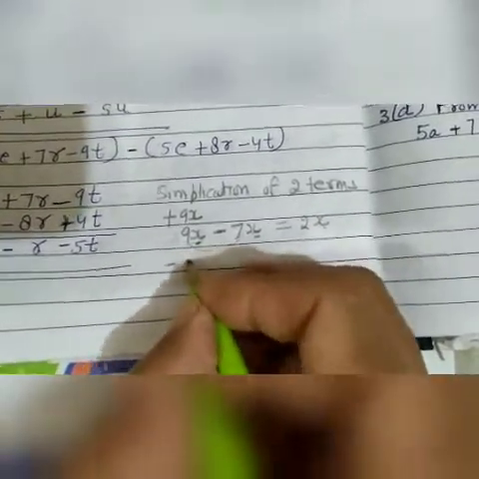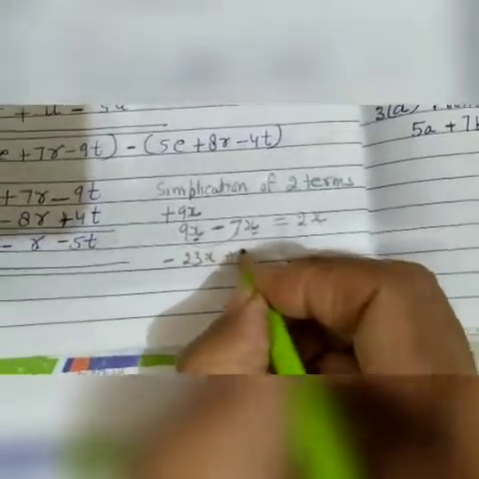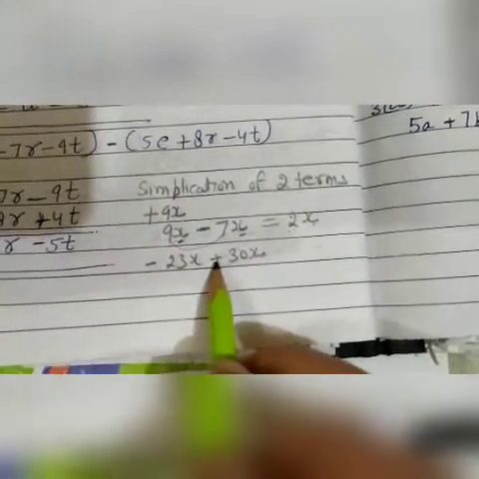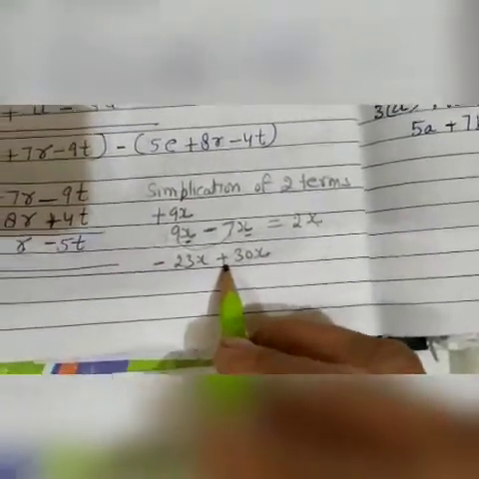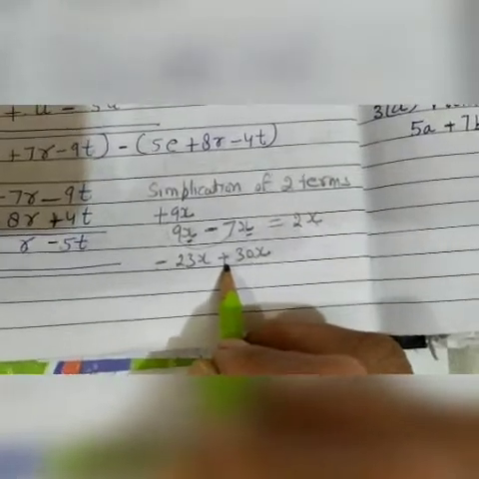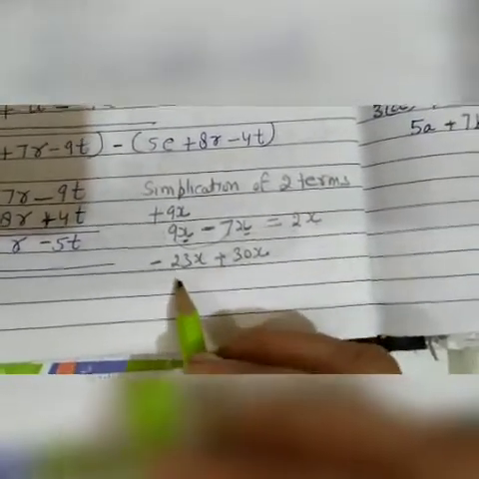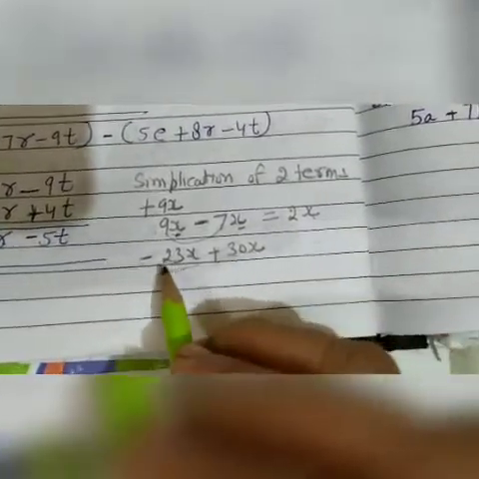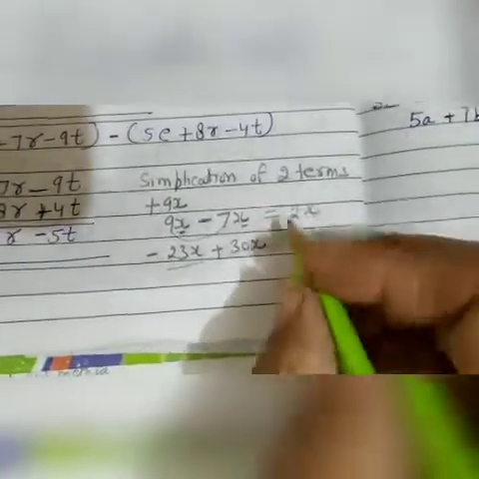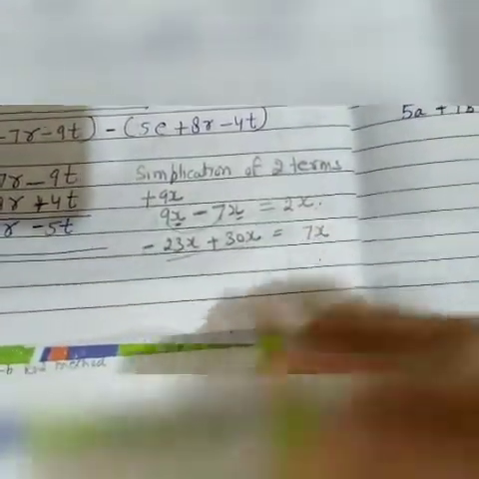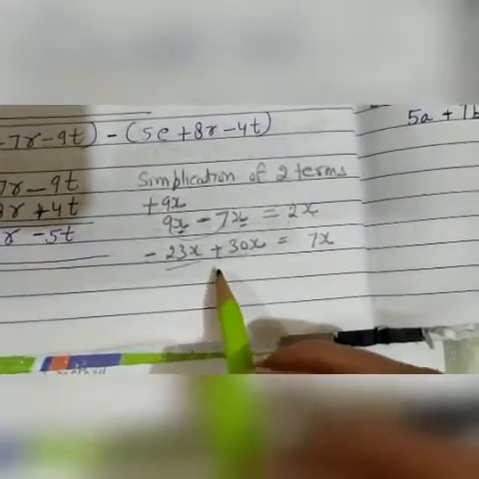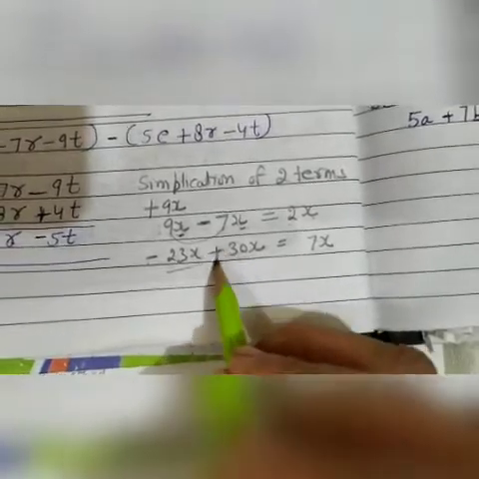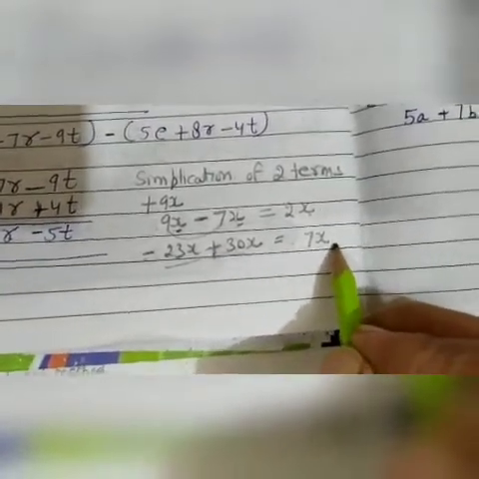Suppose it is minus 23x plus 30x. Again these two terms are with opposite sign. One is minus and the other is plus. So again we will subtract the smaller one from the larger one. Here the smaller number is 23 and the larger number is 30. We will subtract 23 from 30. Then we will get 7x. What is the sign before the larger number? The sign before the larger number is plus. So it is also plus 7x.